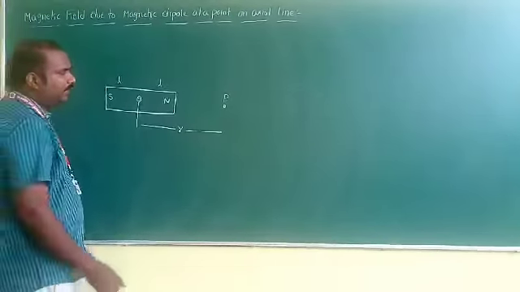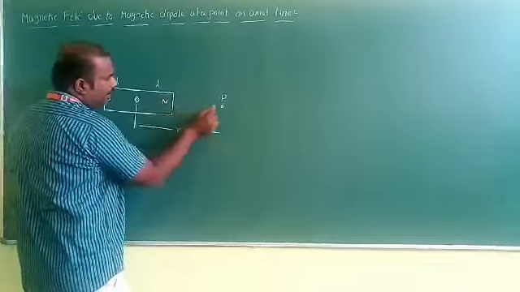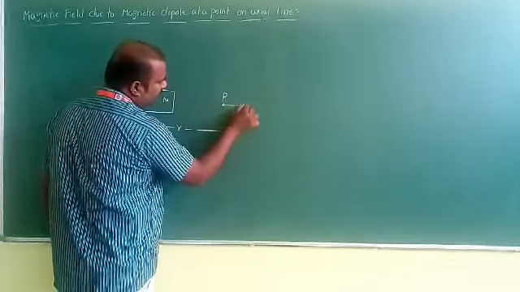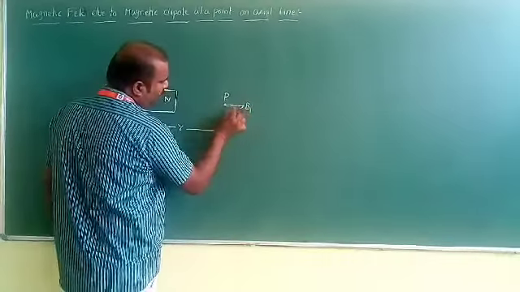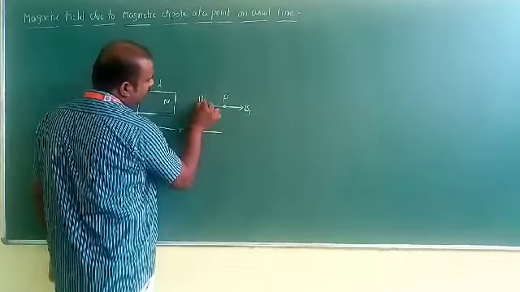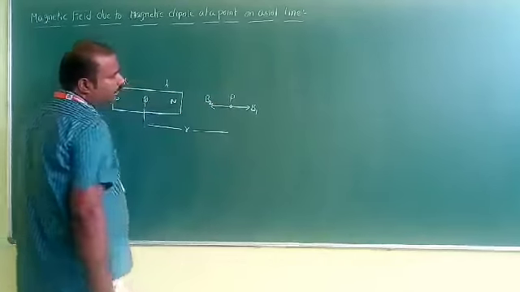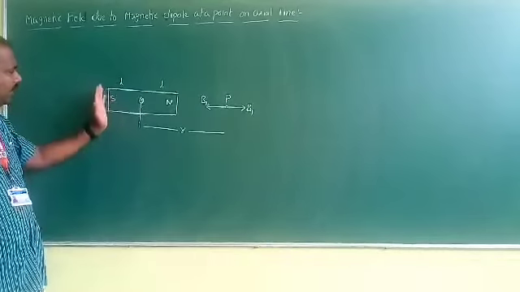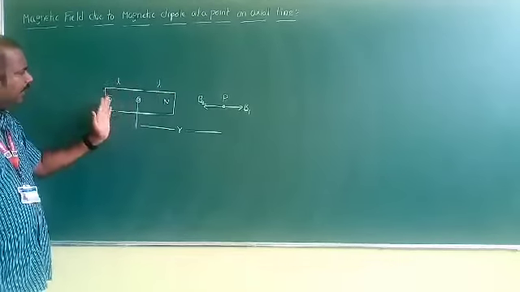Now, here the magnetic field due to this north pole is given as B1, and the magnetic field due to the south pole I am giving as B2, but both are in opposite directions. So once again, all of you see the diagram and everything.